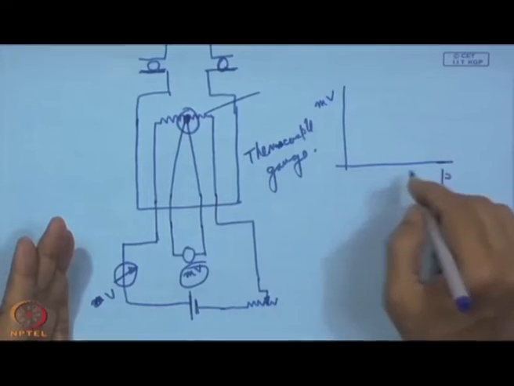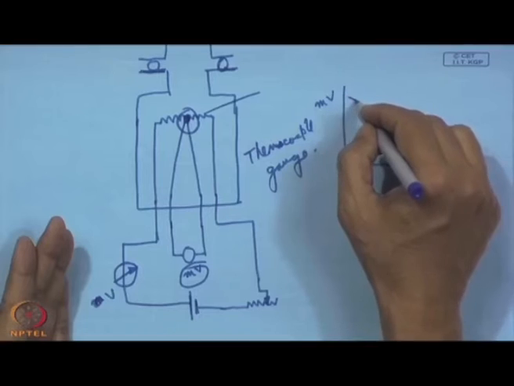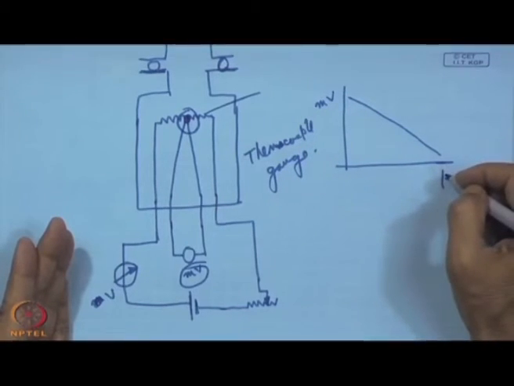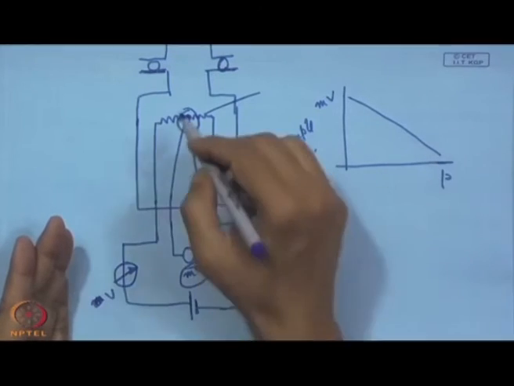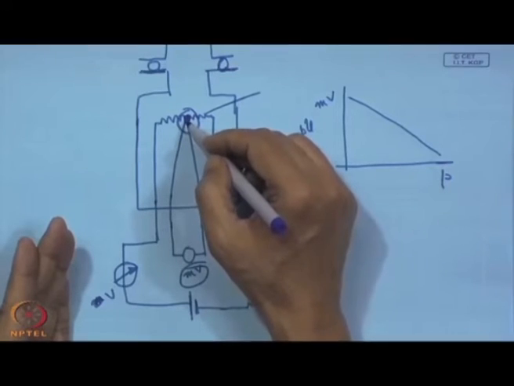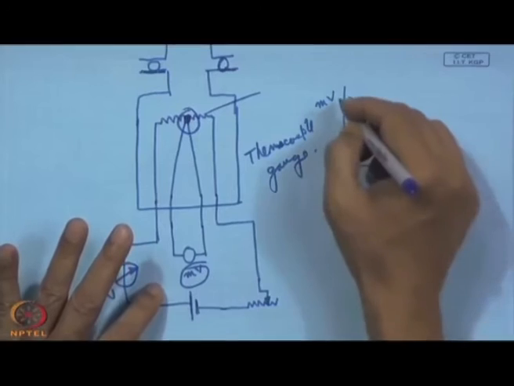So, as the pressure is reduced, we can see more of this millivolt, because the fall of pressure means higher temperature, and this junction will record a higher thermo EMF, and that will be recorded.